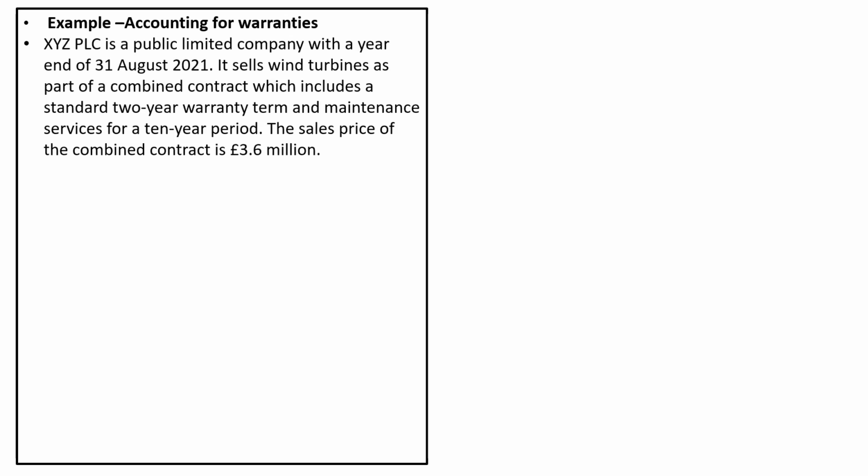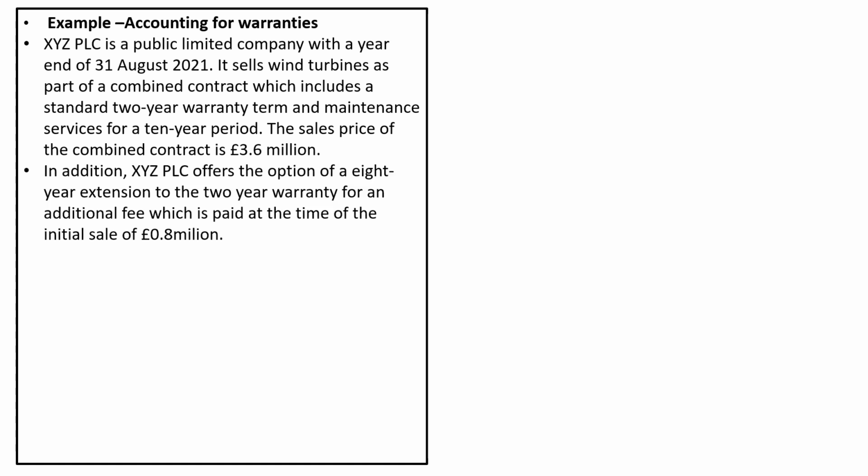We'll now look at an example on how we account for warranties. XYZ PLC is a public limited company with a year end of 31st of August 2021. It sells wind turbines as part of a combined contract which includes a standard 2-year warranty term and maintenance service for a 10-year period. The sales price of the combined contract is $3.6 million. In addition, XYZ PLC offers the option of an 8-year extension to the warranty for an additional fee, which is paid at the time of the initial sale, of $0.8 million.